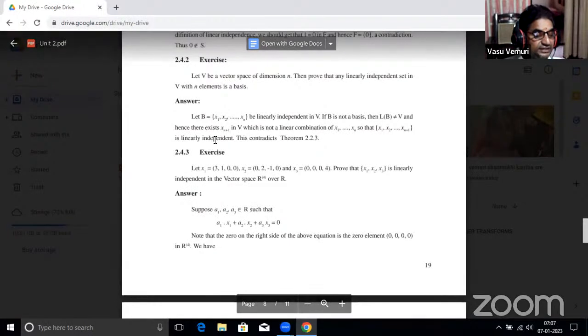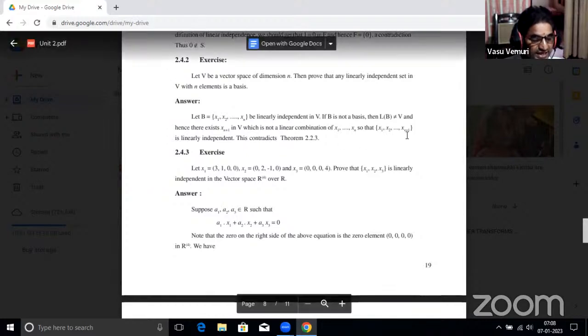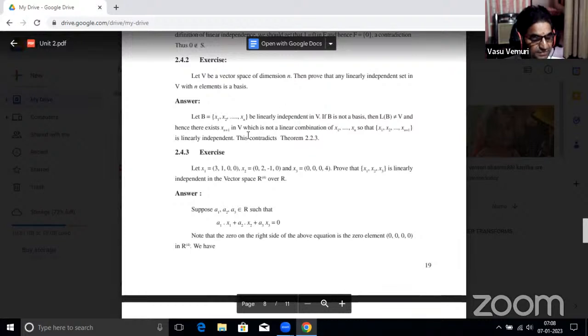Hence there exists x_{n+1} belonging to V which is not a linear combination of x1, x2, and so on up to xn, so that the set x1, x2, ..., x_{n+1} is linearly independent. This is a contradiction, because here an exceeding element is also there, so it is not linearly independent. So it is a contradiction: the set is linearly dependent.